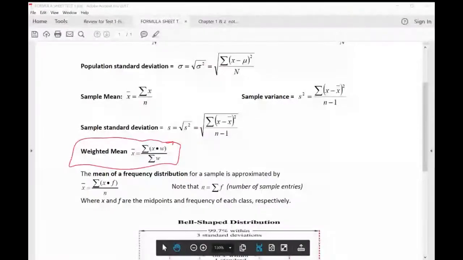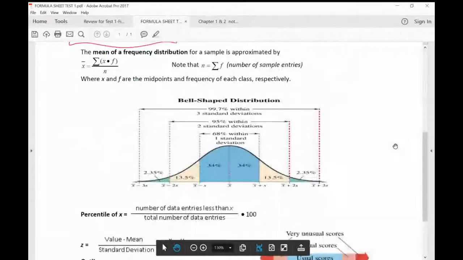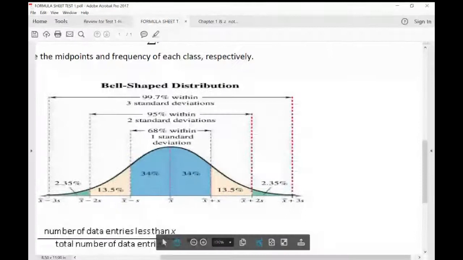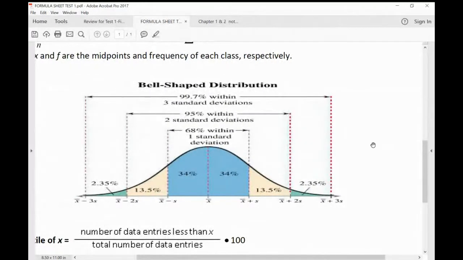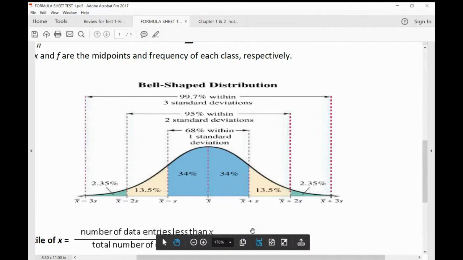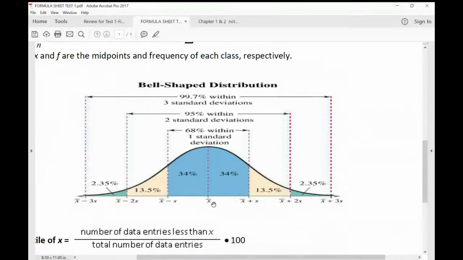Okay, so yes, you guys can see the formula sheet right here. What I'm going to be using in terms of this problem is this piece right here, this form that has the bell-shaped distribution. If you notice right here in the middle, we have the X bar. That X bar stands for my mean. And then there's a plus S, a plus 2S, and a plus 3S. That S stands for my standard deviation. So I'm going to use this idea to do problem number 26.